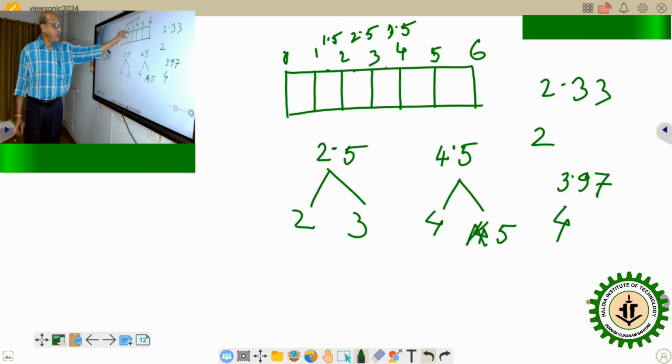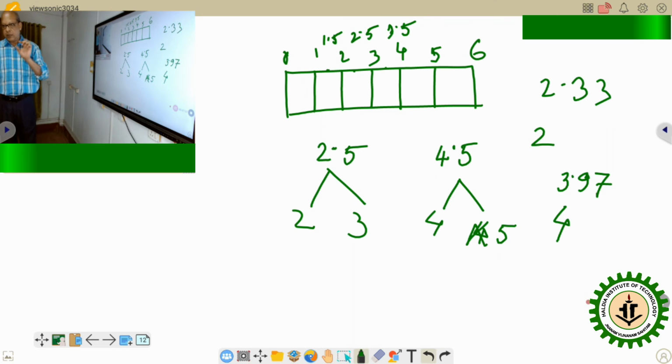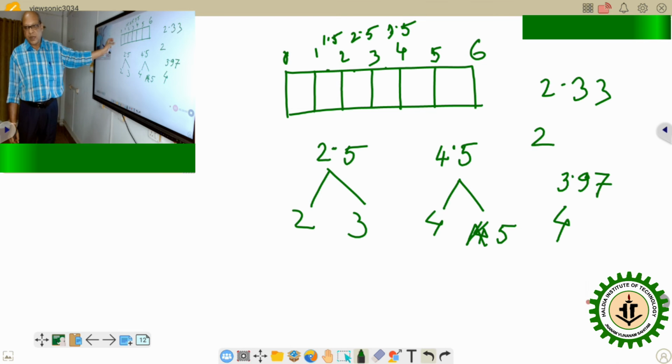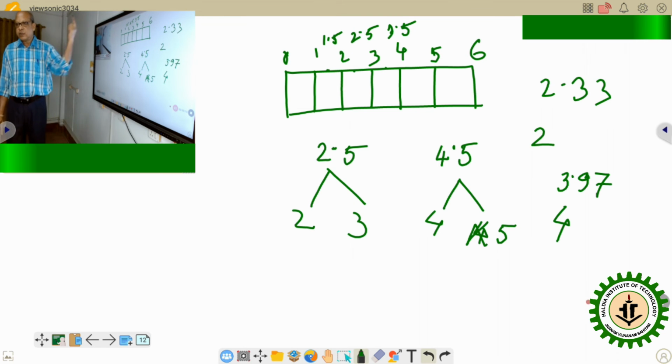0, 1, 2, 3, 4. You can measure only in multiples of 1. So your resolution is 1. Any intermediate fractional value you cannot measure. You can measure either 1, 2, 3, 4. So 1 millimeter is your resolution.